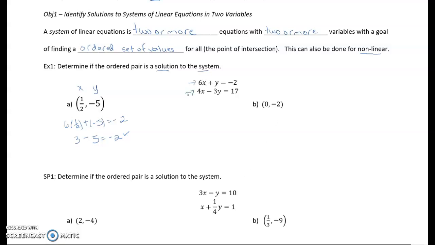Looking at the second equation, I'm going to plug that same point in to see if it works for that equation as well. So 4 times 1/2 minus 3 times -5. And I want to see if that equals 17. So 4 times 1, oh, sorry.